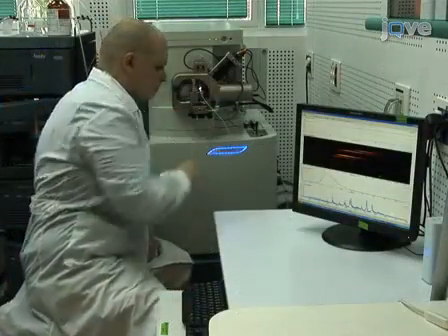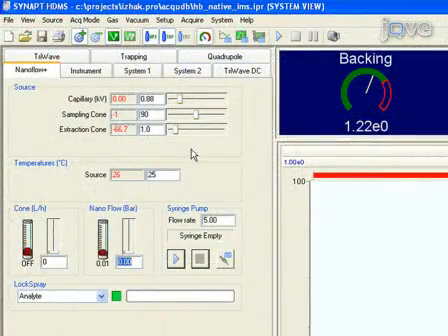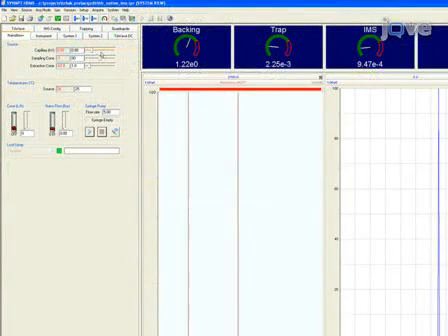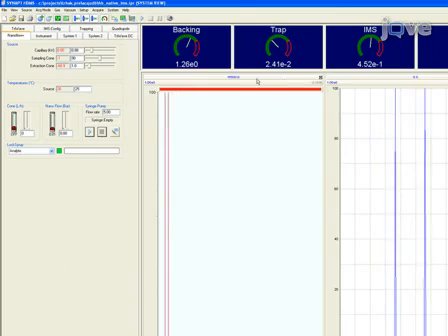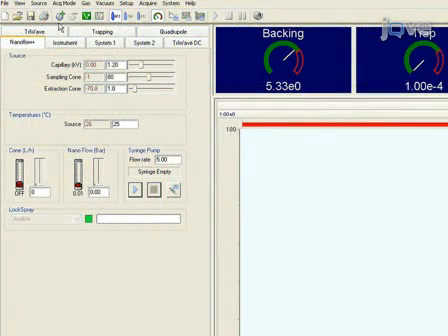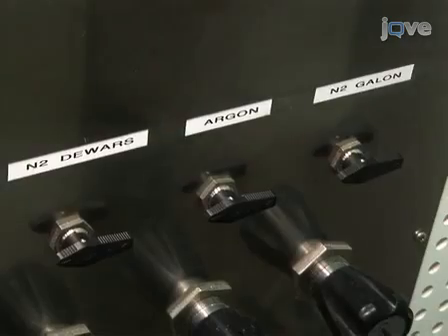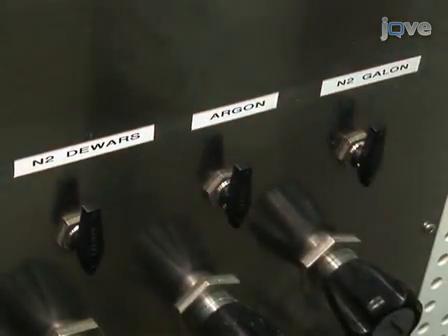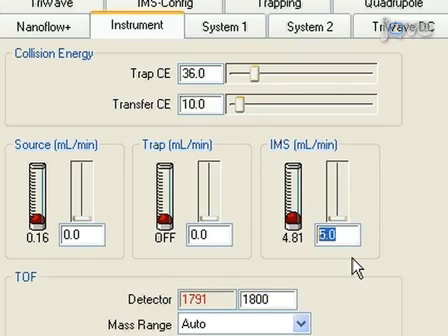To begin this procedure, set the travelling wave or T-wave synapt IMMS to the following modes of operation. Mobility TOF, in which the tri-wave and pressures are automatically set for both IM and time of flight separation of ions, positive ion acquisition, and V mode, setting the path of ions through the flight tube and reflectron. Turn on all gases. Here nitrogen is used for IM separation and argon for the trap and transfer regions. Recommended initial values are a gas flow of 24 ml per minute for the IMS device and 1.5 ml per minute for the trap region.